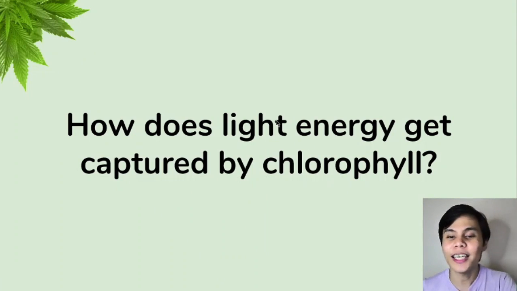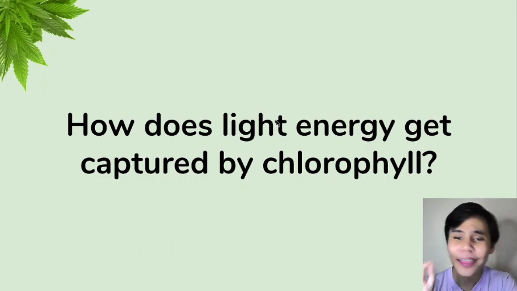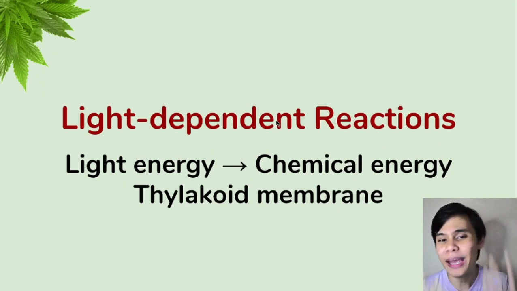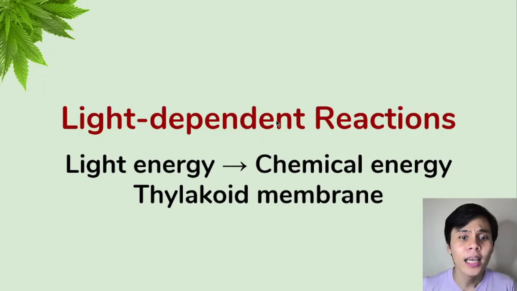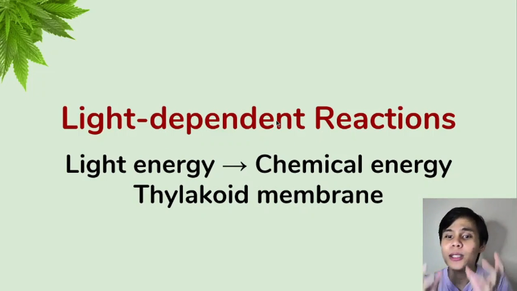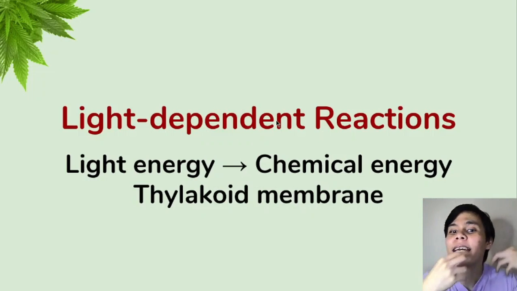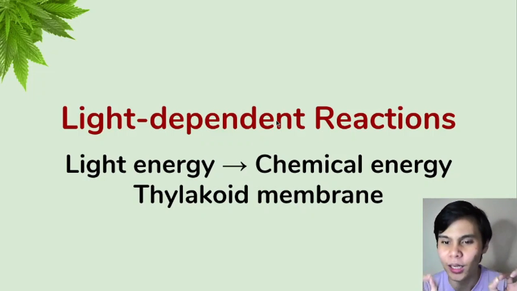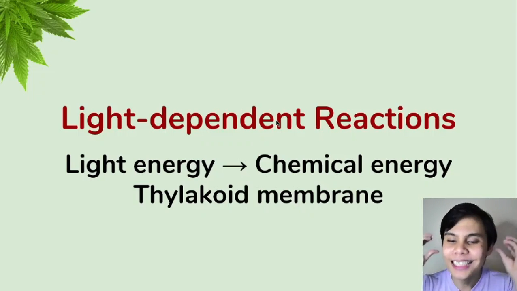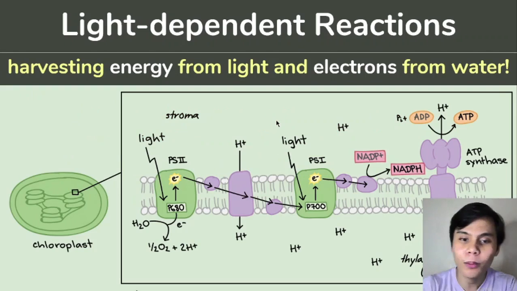So how does light energy get captured by chlorophyll? This is thanks to the light-dependent reaction. So this is phase one of photosynthesis. Light-dependent reactions basically use light energy to make chemical energy, and it all happens in the thylakoid membrane, the skin of those flattened, folded sacs of the inner membrane of the chloroplast.